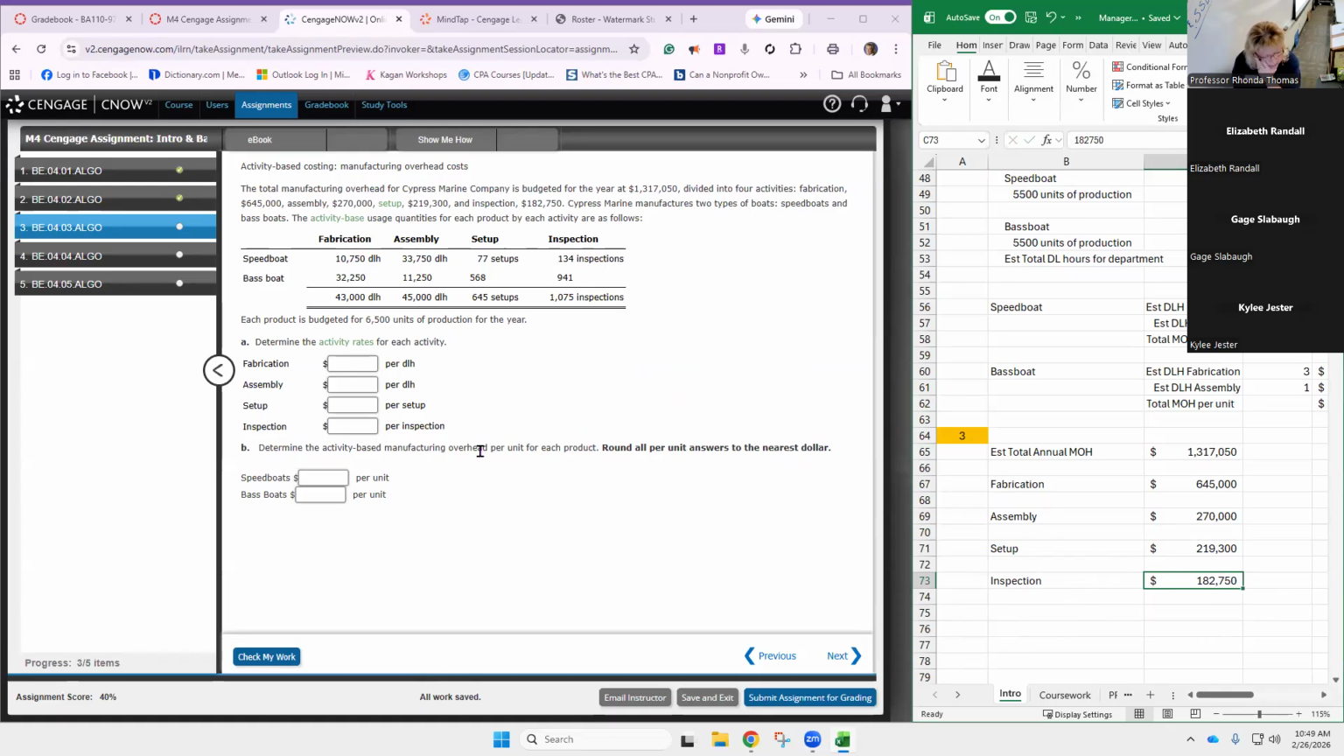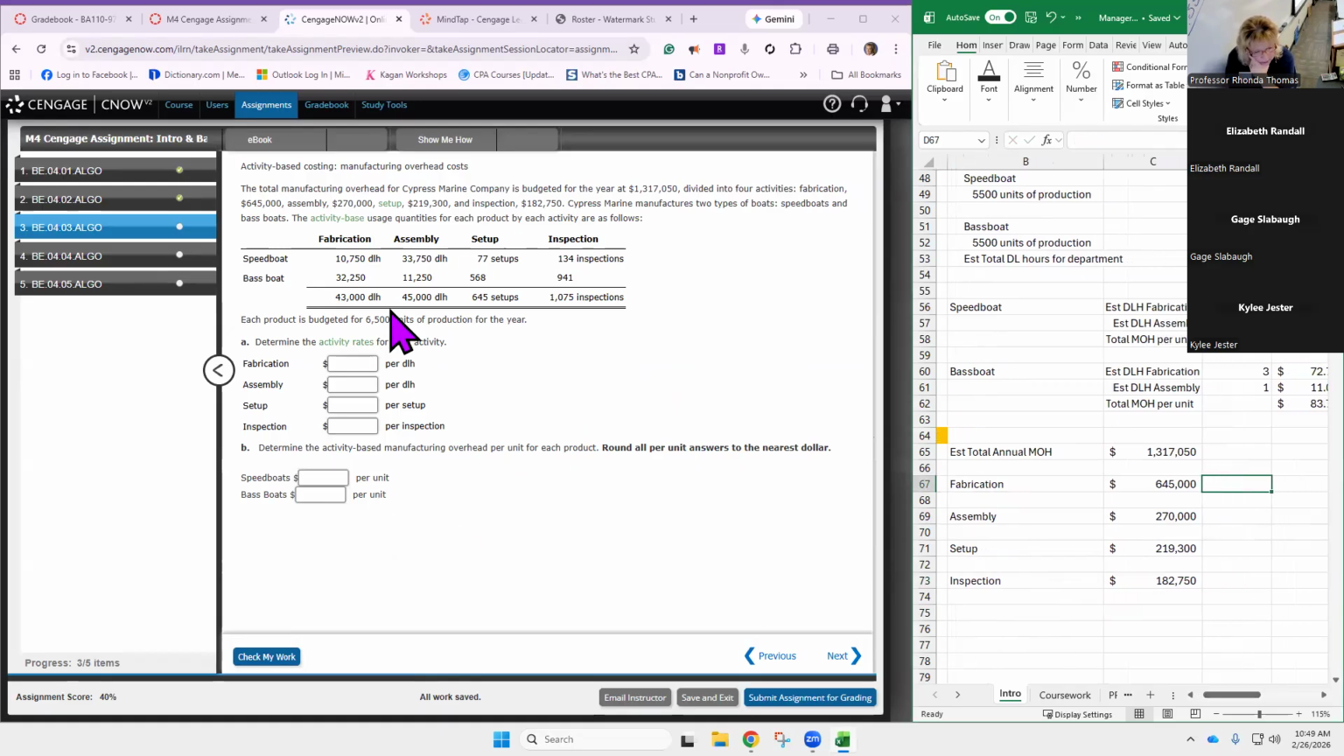So the activity rates, there's going to be a certain dollar value per direct labor hour. So you're going to divide these totals by the direct labor that's listed for each activity. So I'm going to divide by 4,300 hours. And you'll need to put those in. Now, these are not dollars, they are hours. So please don't put a dollar sign beside them. So let's go ahead and put this in, 45,000.